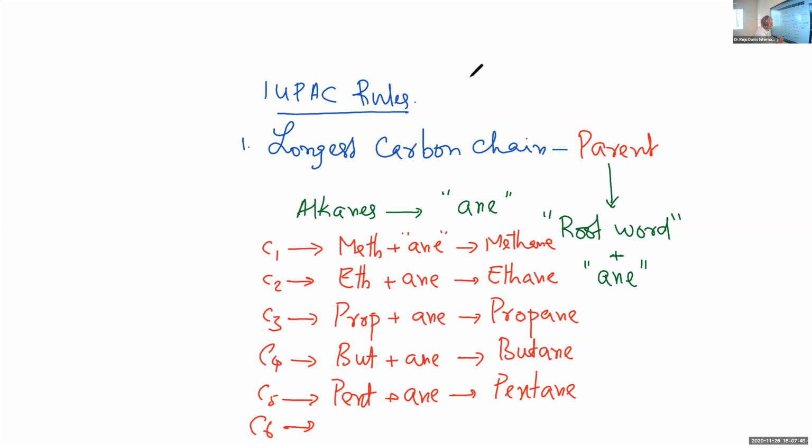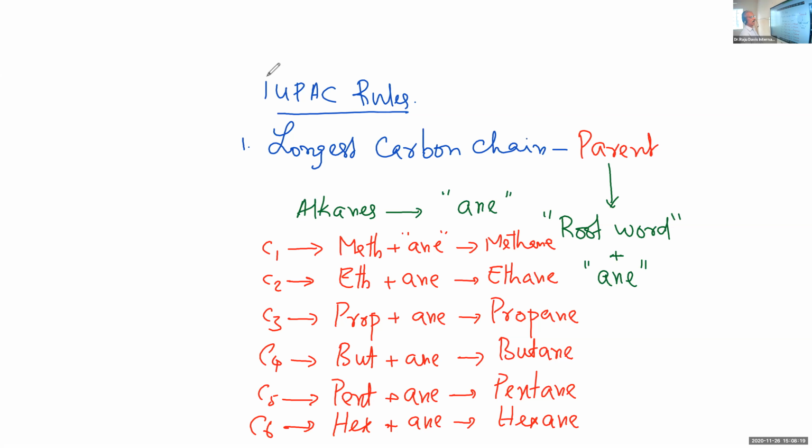Okay, let us take six carbon atoms. It is hex. The number of carbon atoms is six. The root word is hex. To that you add A and E. So the compound is hexane.